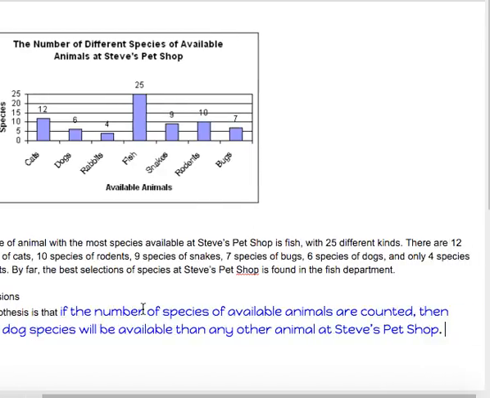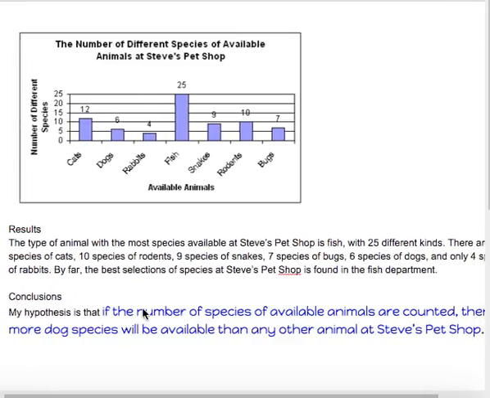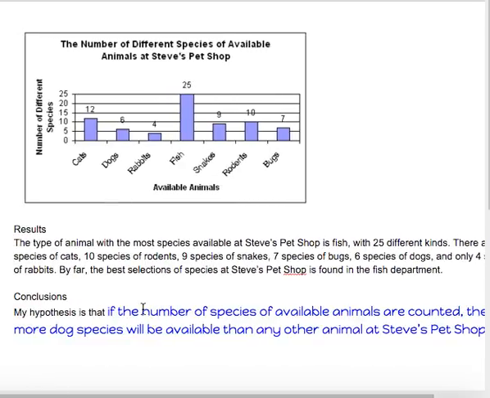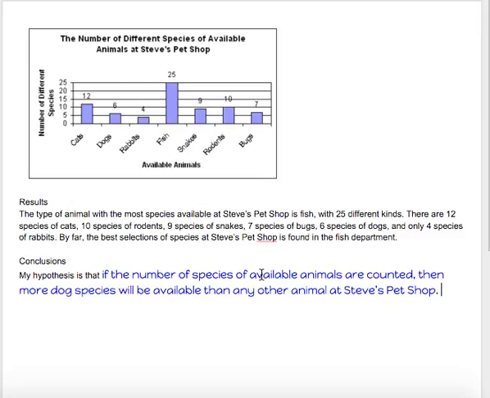Okay, my hypothesis is that if the numbers of species of available animals are counted, then more dog species will be available than any other animal at Steve's pet shop. I'm going to make this so we can see the whole thing too. Okay, next step is you're going to say whether or not your results support your hypothesis. Well, I said there were going to be more dogs, and there's not. There's more fish. So I have to say my results do not support my hypothesis.